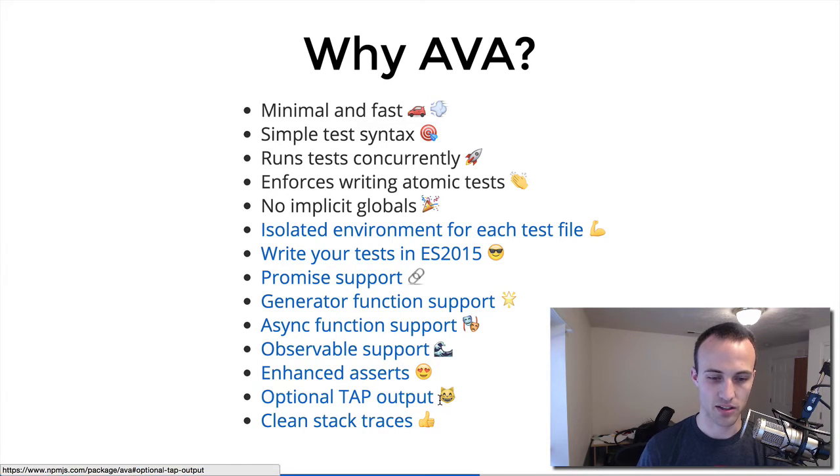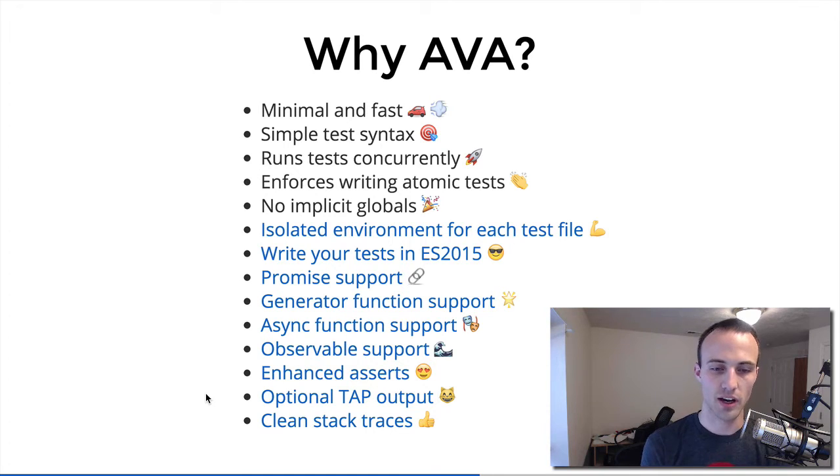TAP output is cool because you can use the TAP nyan cat thing, which is kind of fun. And stack traces are beautiful. So debugging AVA tests is really nice.